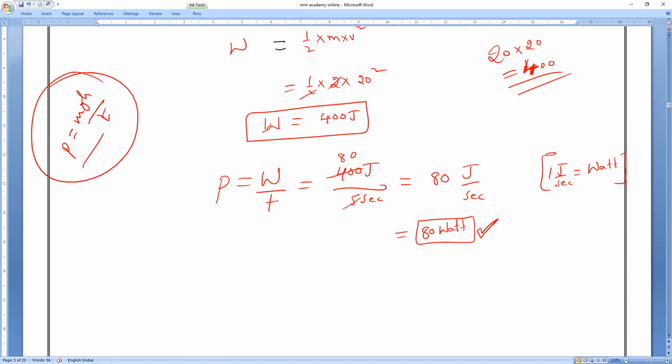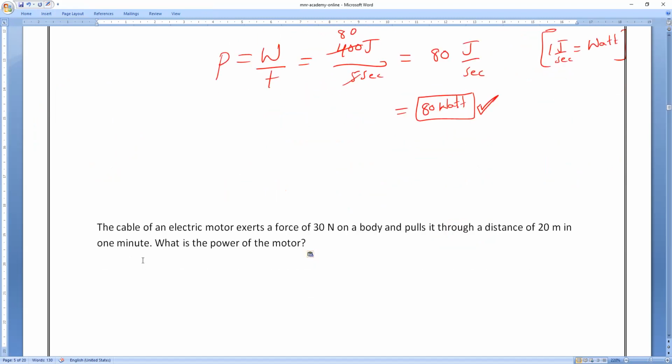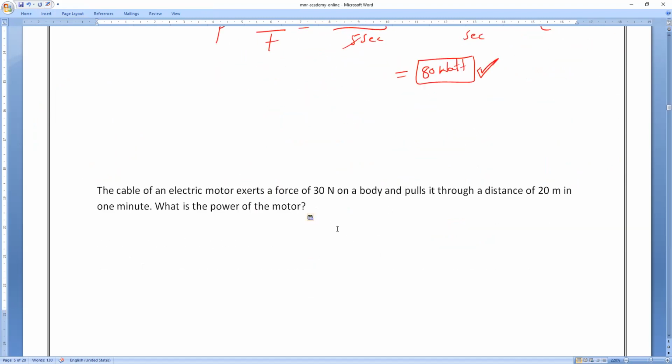Are you clear? Yes, sir. You have to be very careful, because the energy possessed by the body by virtue of height is potential energy. So potential energy is equal to mgh. So energy by time means potential energy by time. Many formulas you have to modify according to the given data. So do it now. Next question. Solve fast.